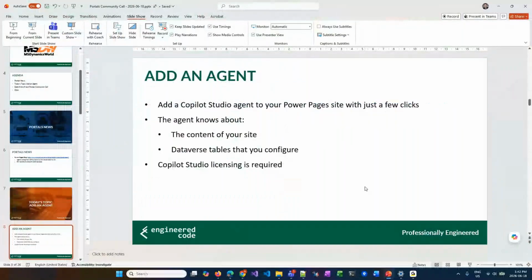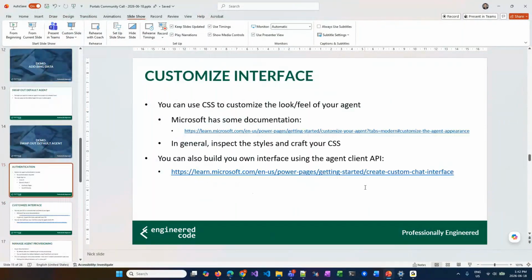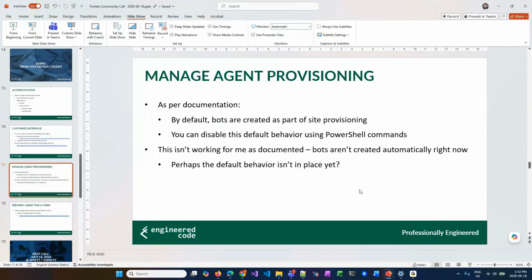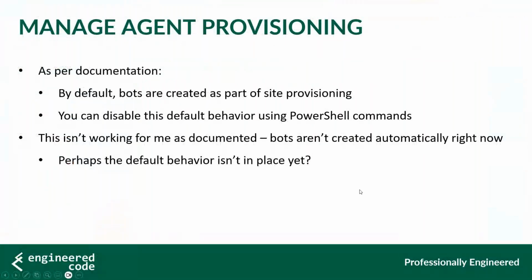Let me just get back to where I was here. Okay, so managing agent provisioning. This is something I've been working with the product team on right now. If you look at the documentation, it says by default bots are created as part of the site provisioning. So when you create a new site, it provisions the bot in the background. I'm not finding this to be the case, or at least I can't validate that this is happening. But possibly the bot exists in the background, though as we saw, it took a few minutes to spin up.